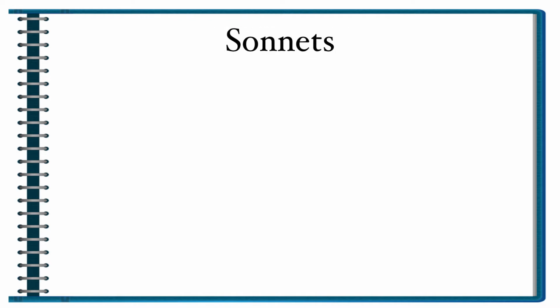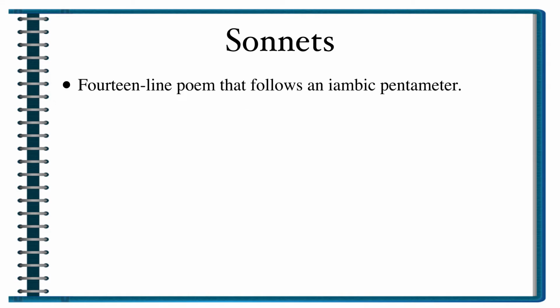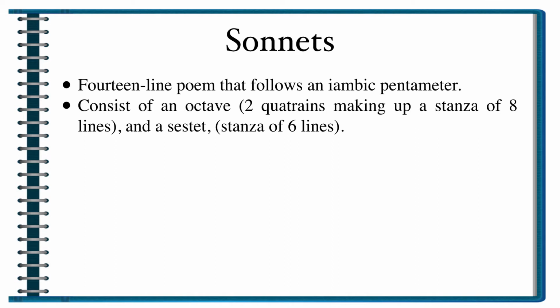The second poetic form is the sonnet. Perhaps you've heard of Shakespeare's, Petrarch's, or Michelangelo's sonnets, but sonnet is a popular classical form that has compelled poets for centuries. A 14-line poem that follows an iambic pentameter. The 14 lines consist of an octave, or 2 quatrains making up a stanza of 8 lines, and a sestet, or stanza of 6 lines.